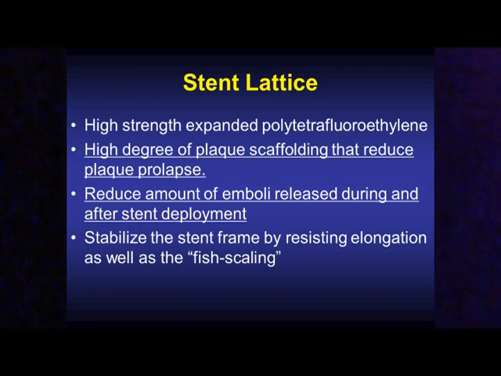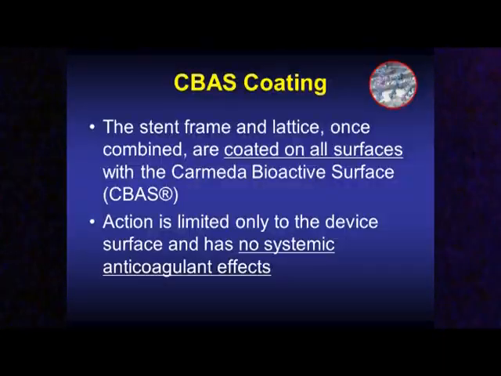On top of this, this group of people has put a coating system with heparin that will prevent acute thrombosis of the stent. The stent frame is an open cell design with a high degree of flexibility and conformability to the native anatomy. The lattice has a high degree of plaque scaffolding that reduces plaque prolapse and reduces the amount of emboli released during and after stent deployment. And the coating with heparin prevents acute thrombosis and has no systemic anticoagulation effects.